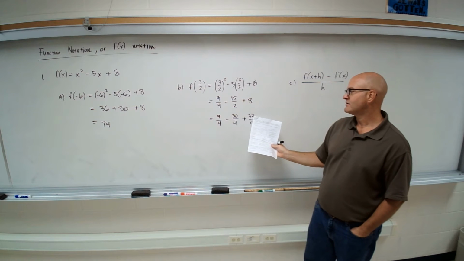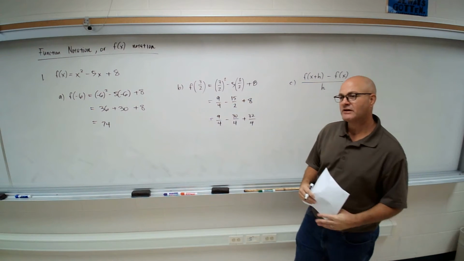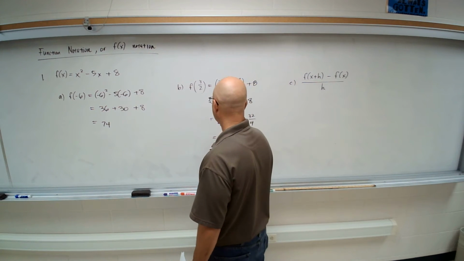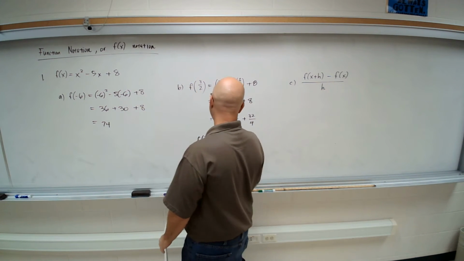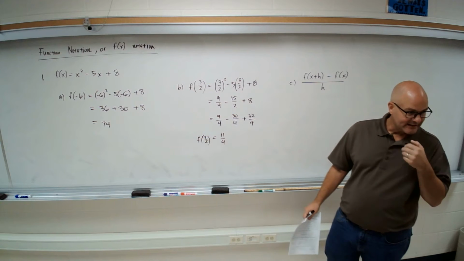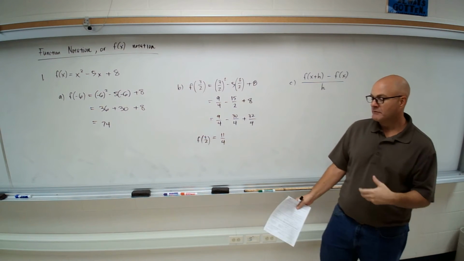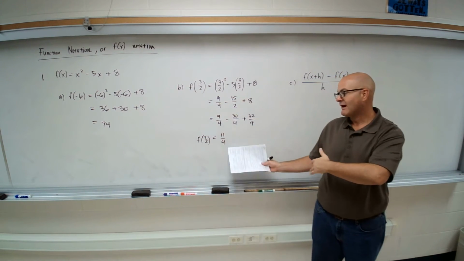Well, look right there, there's 2 left over. 9 plus 2 is 11. So we have f of 3/2 is 11/4. That tells us that for this function f, if you plug in 3/2, your output's going to be 11/4.